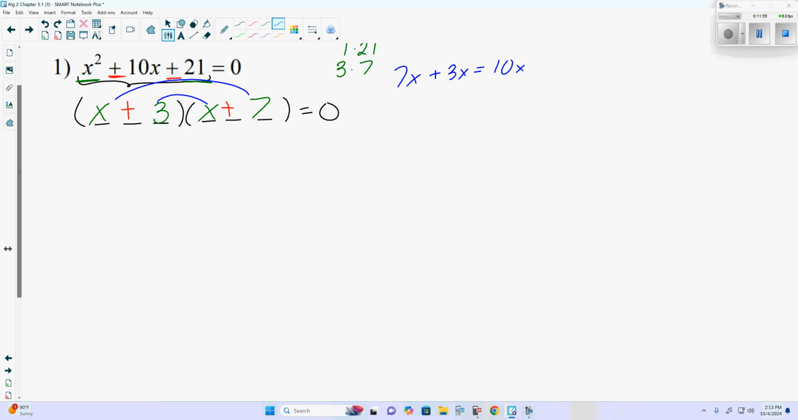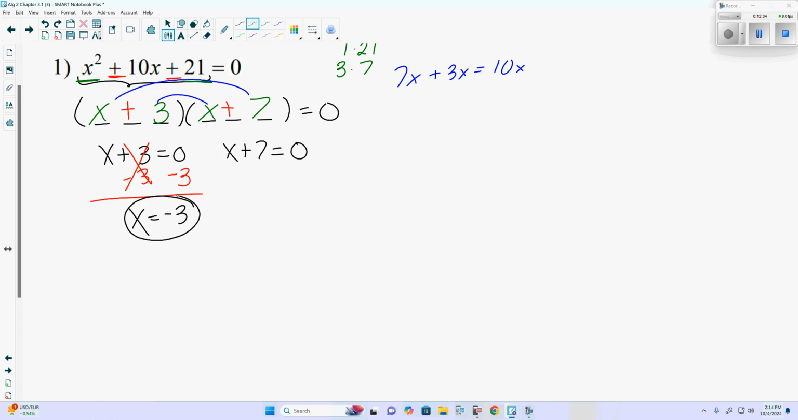Now do we have two things multiplied together that equal 0? Yeah. So one of these two must be 0. Either x plus 3 is 0 or x plus 7 is 0. For x plus 3, we're going to solve for the value of x by subtracting 3. Our 3 minus 3 is 0, leaving x by itself. 0 minus 3 is negative 3. So one of our solutions is that x is equal to negative 3.